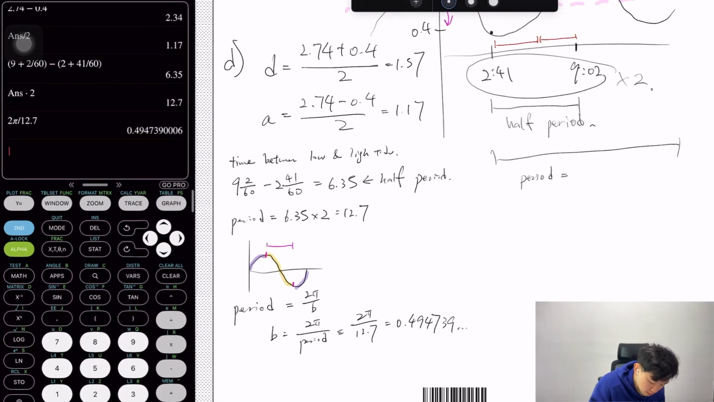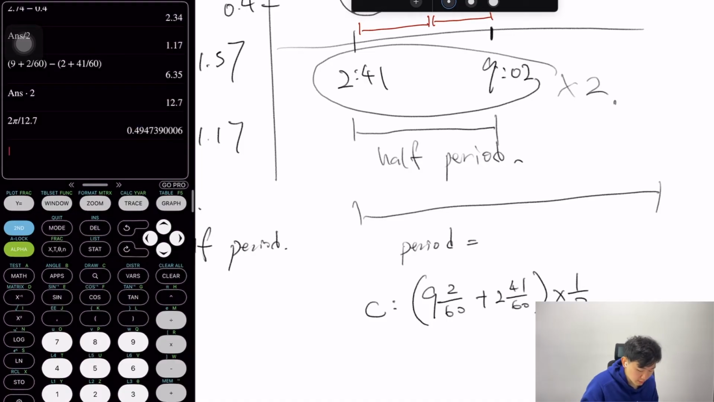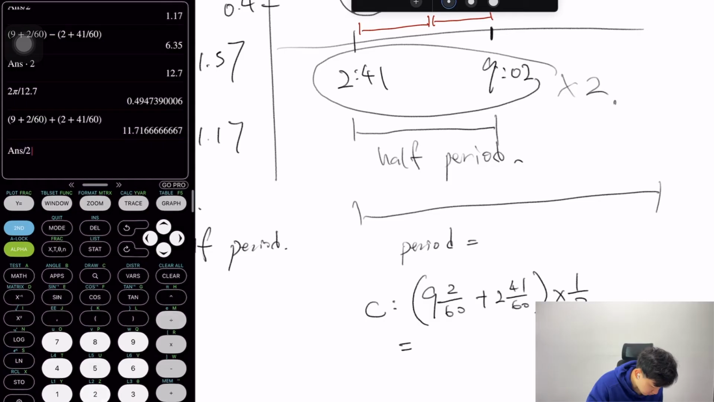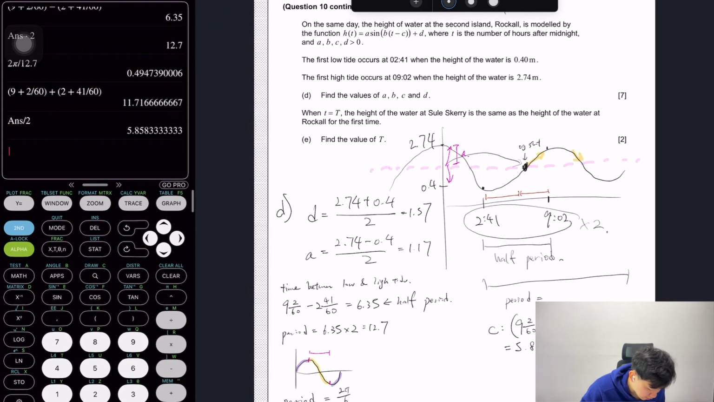So our C is actually calculated by 9 and 2 over 60. And then, of course, we're going to find the average, right? So we're going to plus the 2 and 41 over 60, and then times 1 over 2. We just find half of it. So basically, let's just calculate this one, except we replace the minus with the plus, and then divide by 2. Then we're going to have 5.85833.